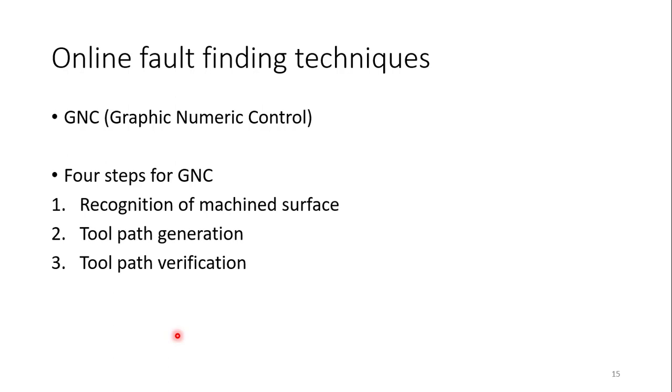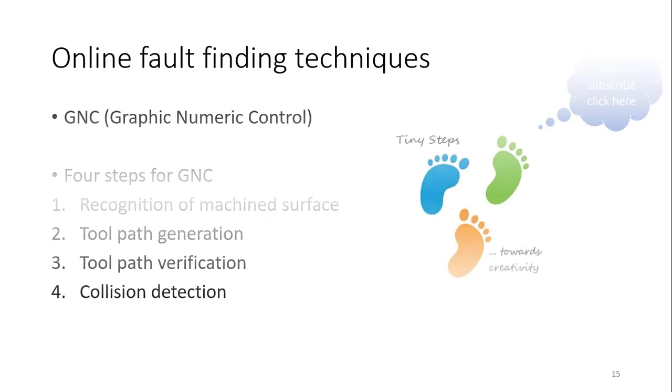Secondly, whether the product you are manufacturing is correct or not. These both things can be checked on the simulator also. But this is online fault finding, so you can directly check on the machine. Just insert your program inside the machine, then you can check it. Now the fourth one is collision detection. Any kind of collision can be detected there. So these are your online fault finding techniques, which are real time on the machine. You can check it. Clear? So this is the GNC, graphic numeric control.